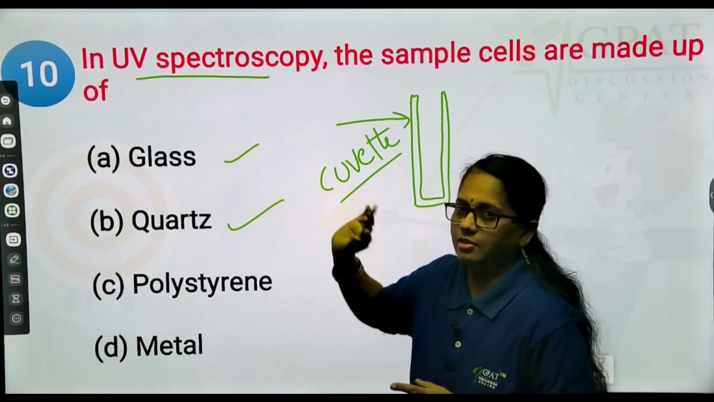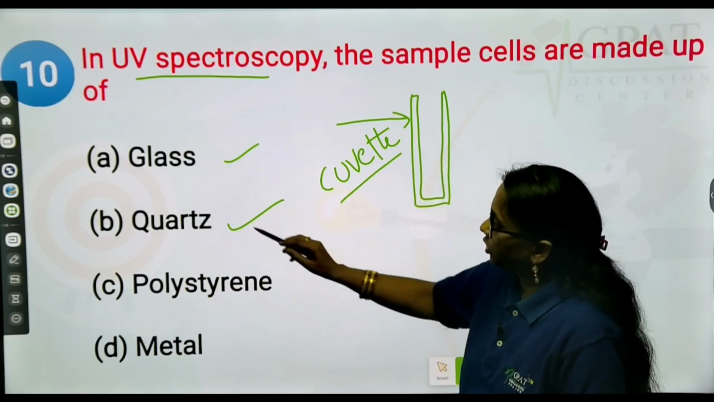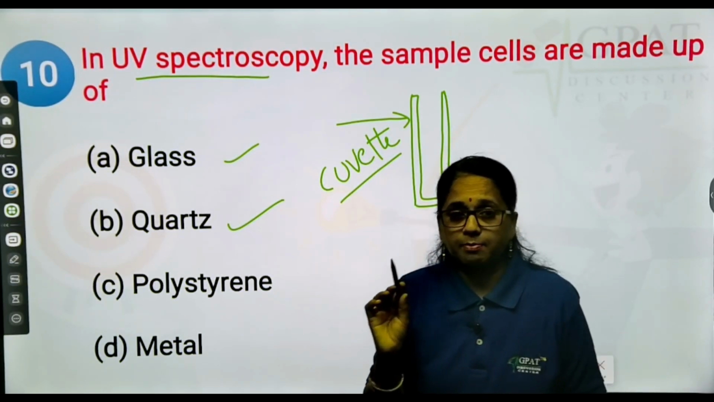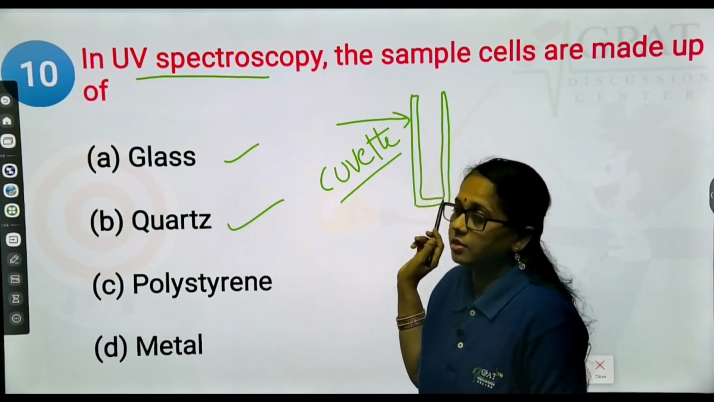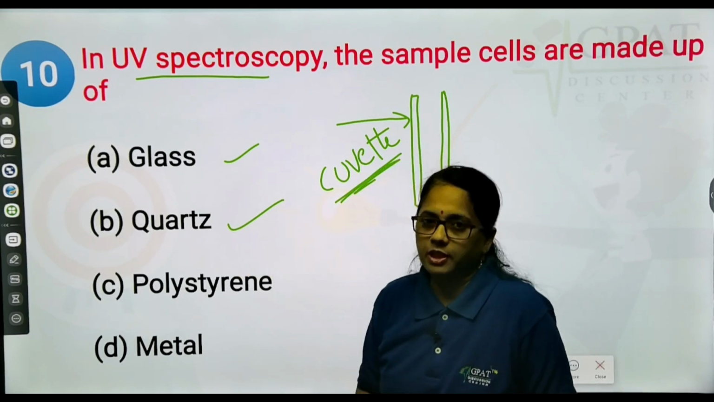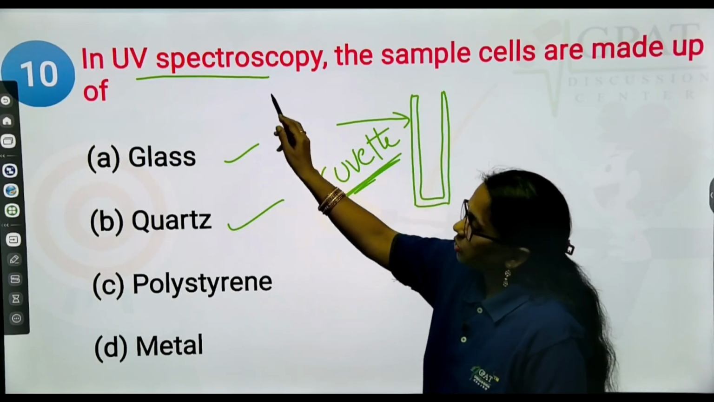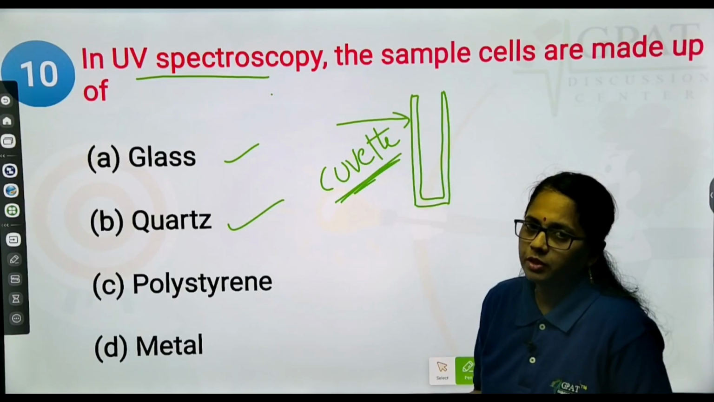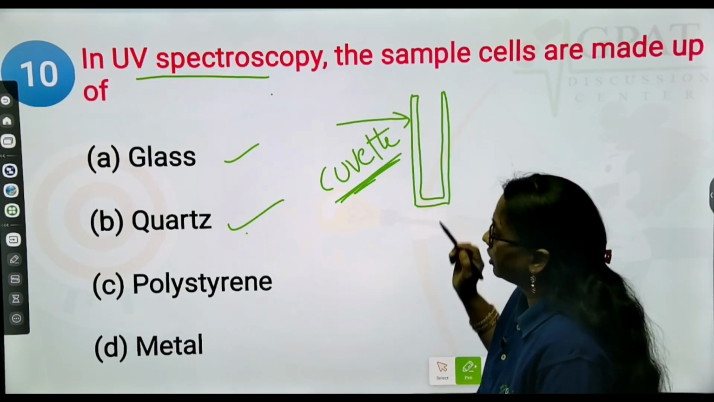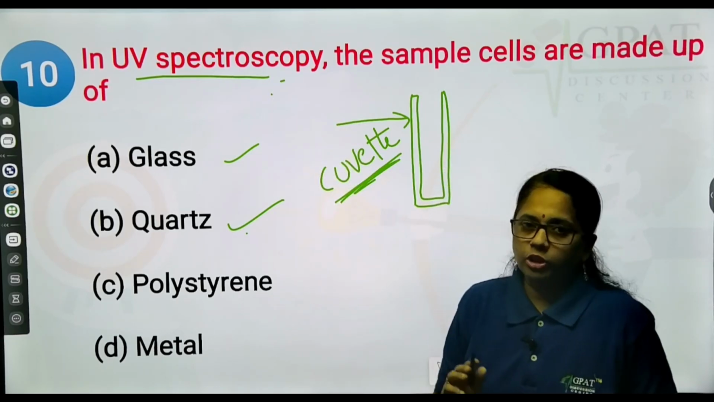Normal glass is again of 4 types, but that is a different thing. One type of glass material, the quartz glass, we use for the sample cells. So the cuvettes are made up of quartz material, and only those quartz cuvettes we have to use for UV spectroscopy. Otherwise, what happens? This quartz material, used in manufacturing the cuvette, allows the UV radiation to pass without any absorbance.